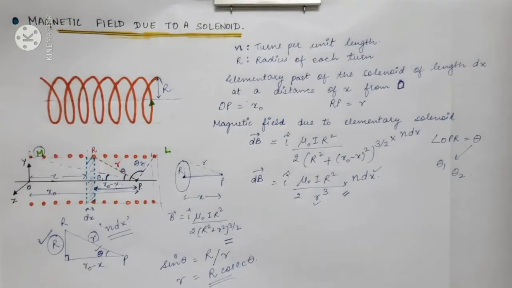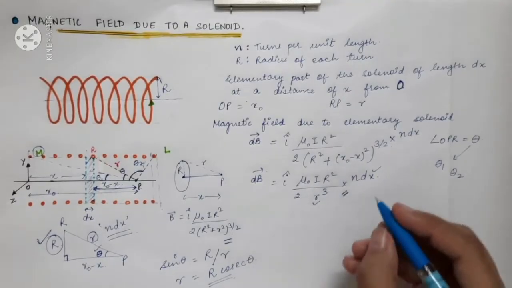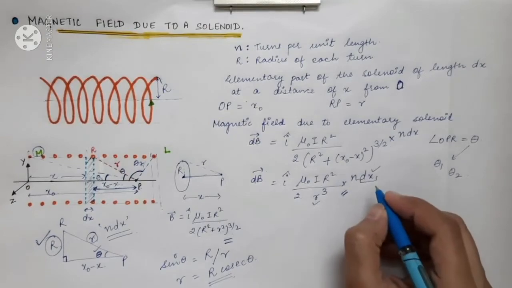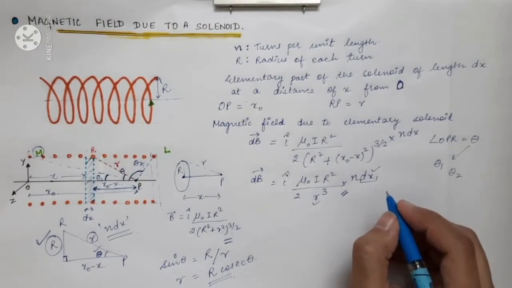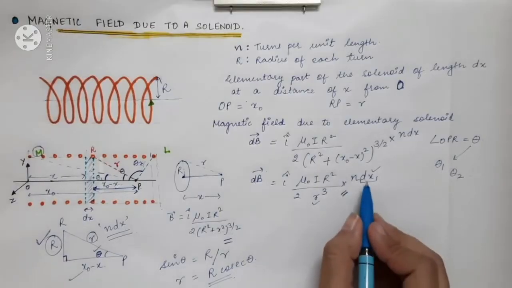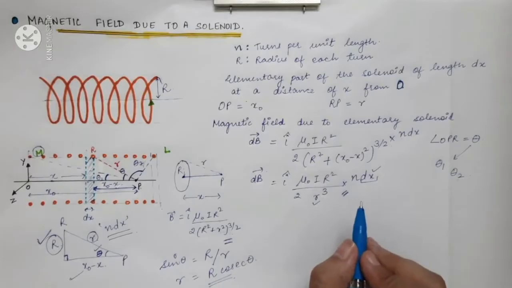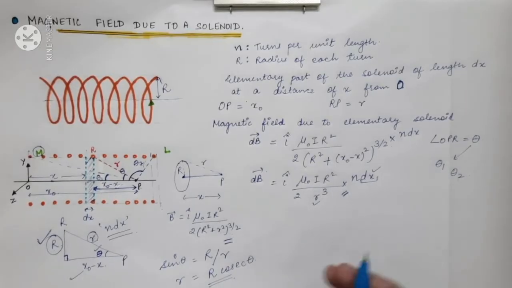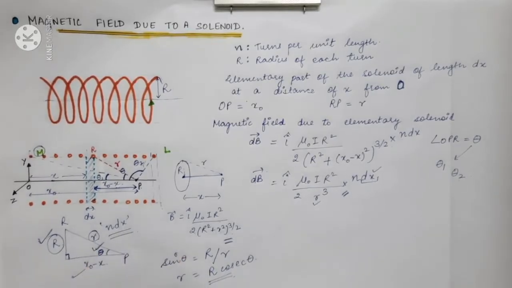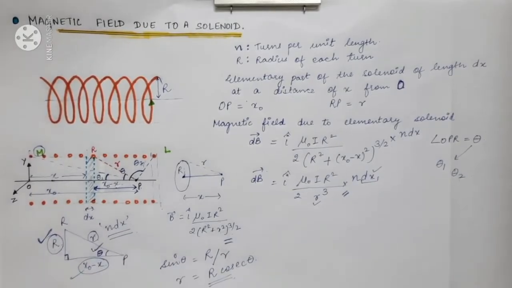Now, as we have found r in terms of theta, we will try to find dx also in terms of theta. So we will use this same triangle. Over here we want to find dx in terms of theta, so for that we will find x in terms of theta. Now over here we have theta, capital R is constant, and we have x naught minus x. So we will use perpendicular over base.